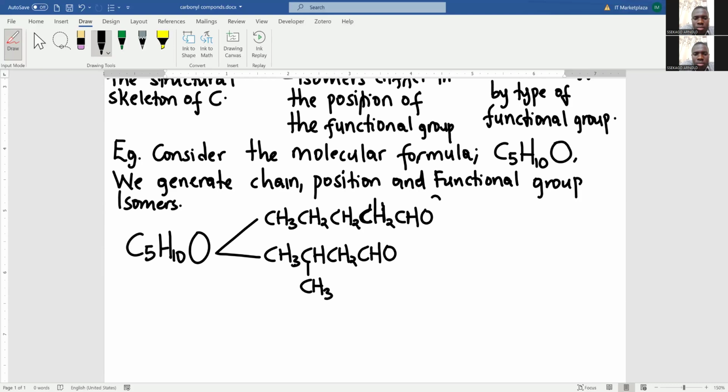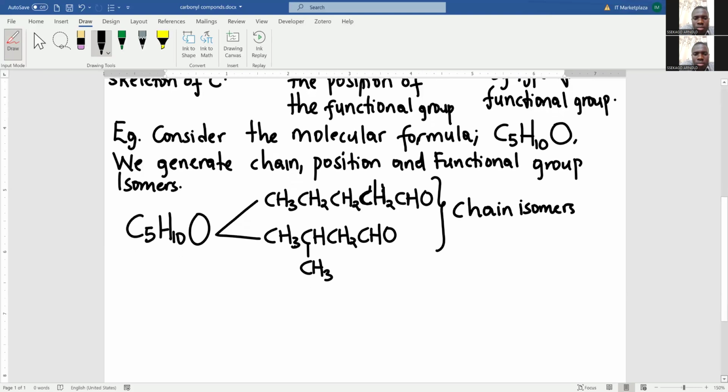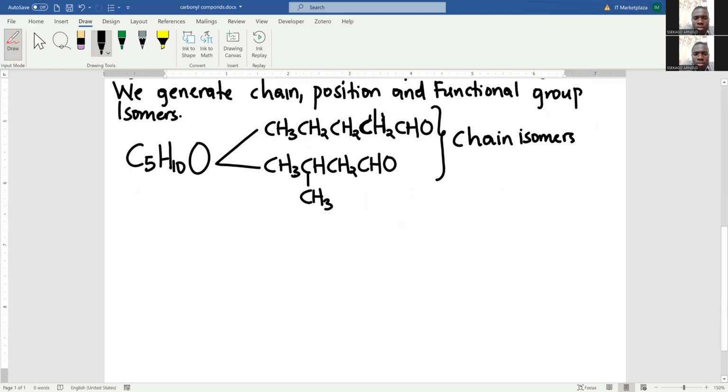So you see that I have one that is a straight chain and another one which is branched. So these are chain isomers. I'm not saying that these are the only examples I can formulate. I can formulate other examples. I can also have a situation where I have 3 carbon atoms within the chain. For example, CH3, then C, CHO. Then create a branch here.